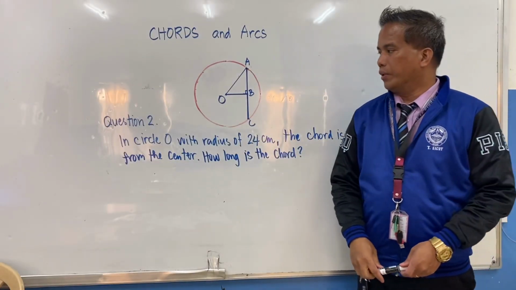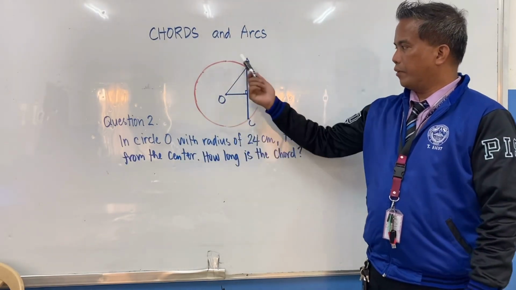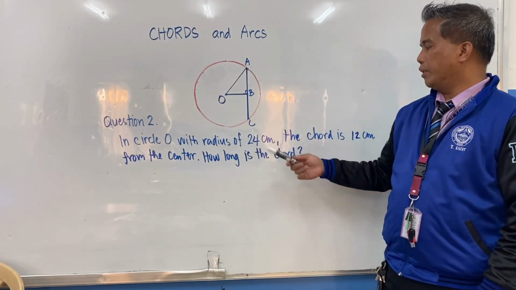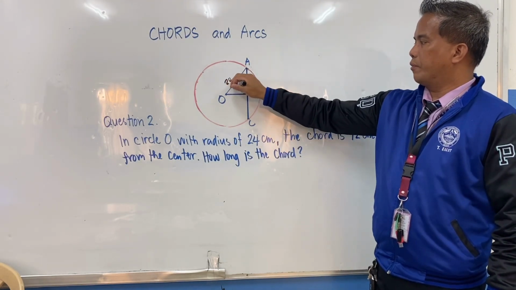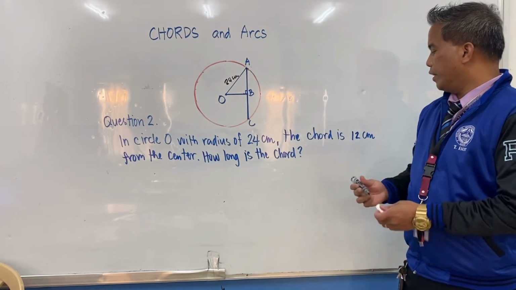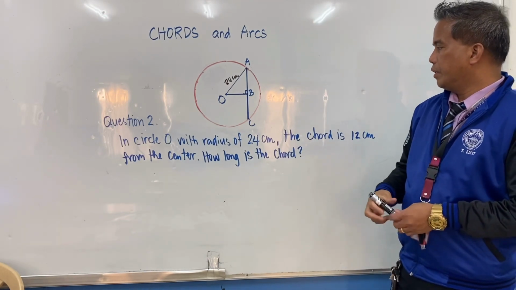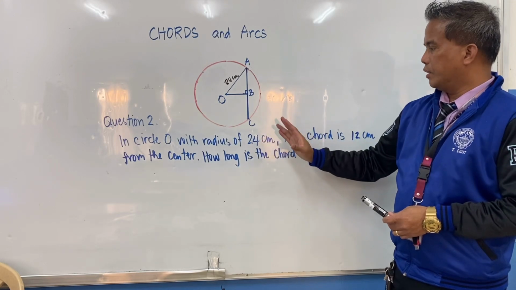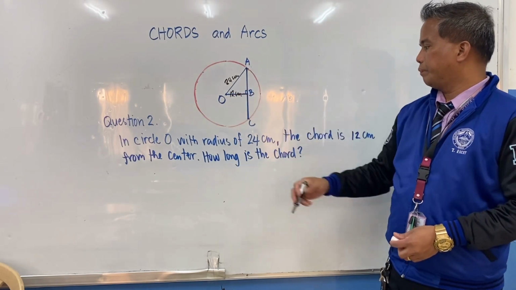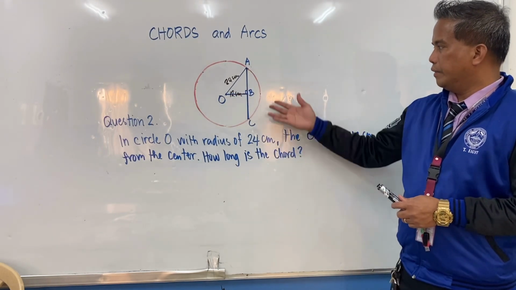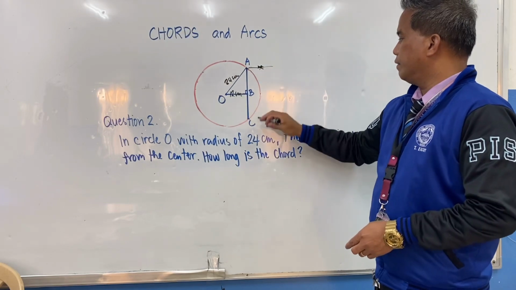Let us answer now question number 2 of chords and arcs. In circle O, we are referring to this figure with radius of 24 cm. So the radius here is segment OA. So this is 24 cm. The chord is 12 cm from the center. So the chord is segment AC, and the distance of the chord from the center is 12 cm. So this is 12 cm. How long is the chord? We are going to find the length from here until here.